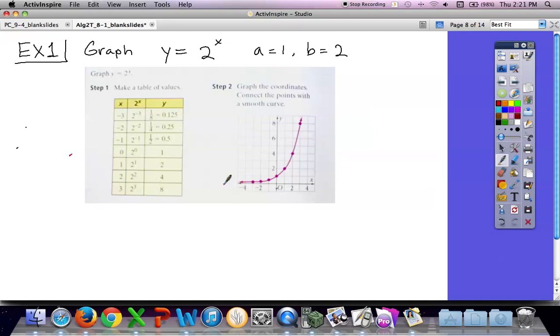In this case, because the b is greater than 1, it has this shape, which is increasing as you look from left to right. That's called exponential growth, because b is greater than 1.